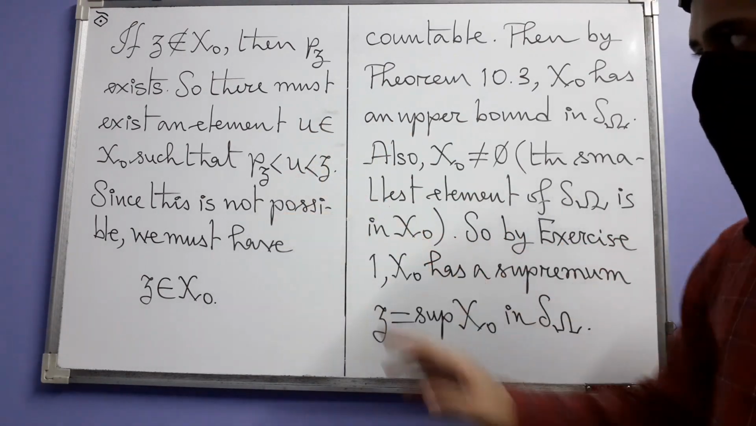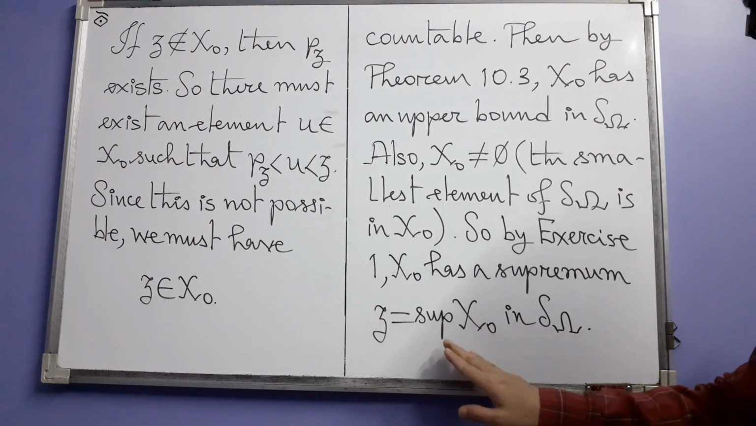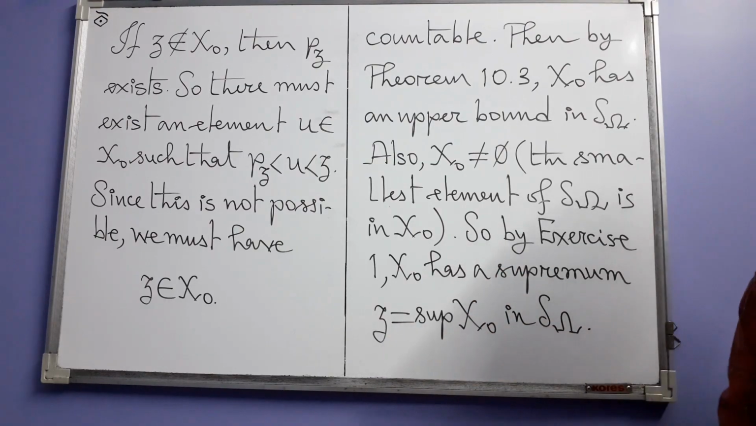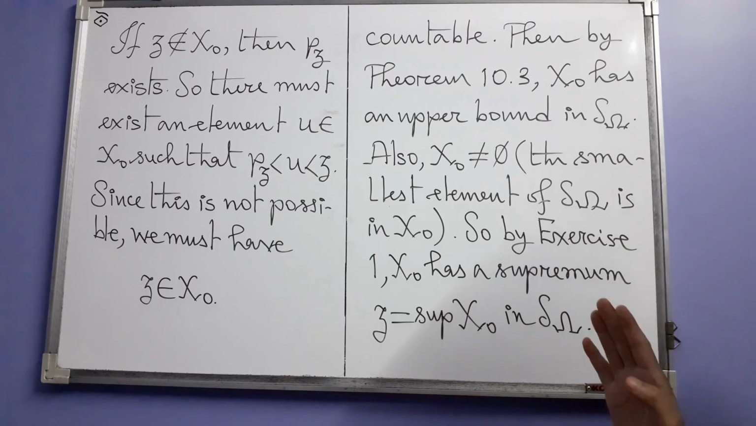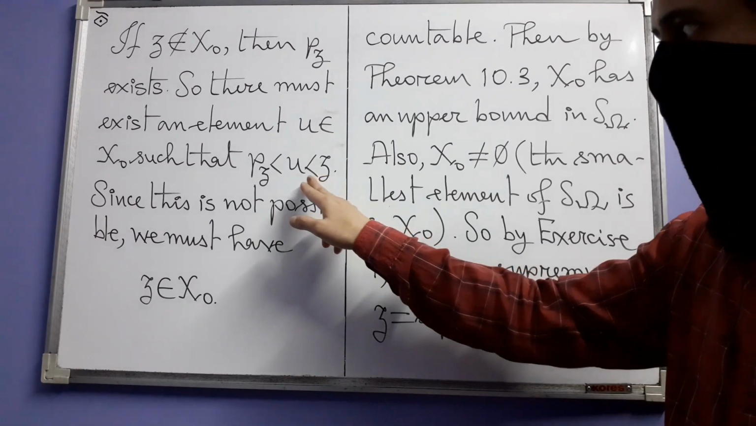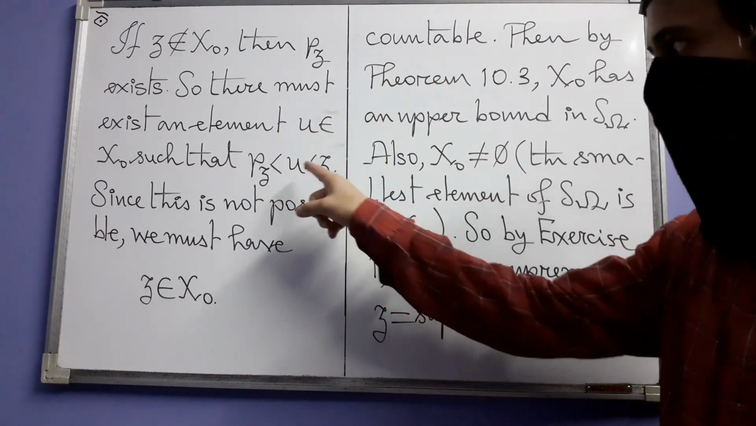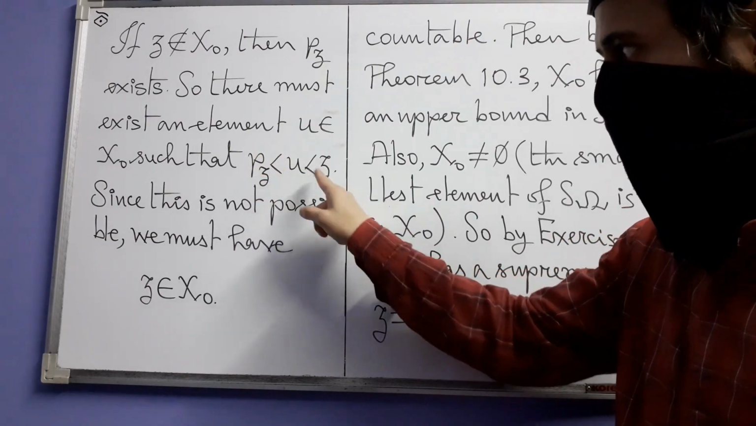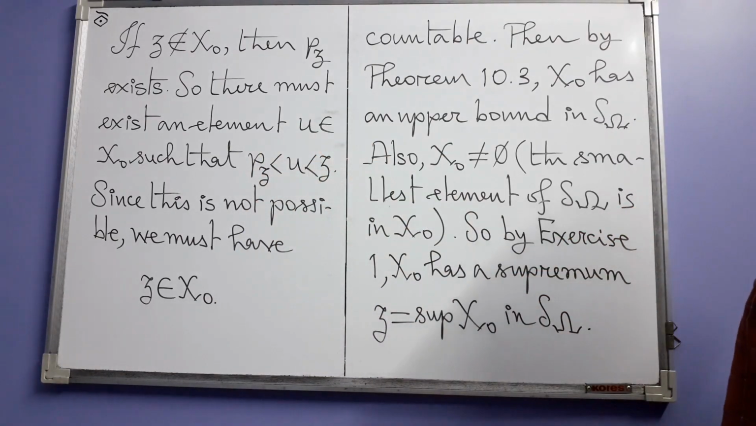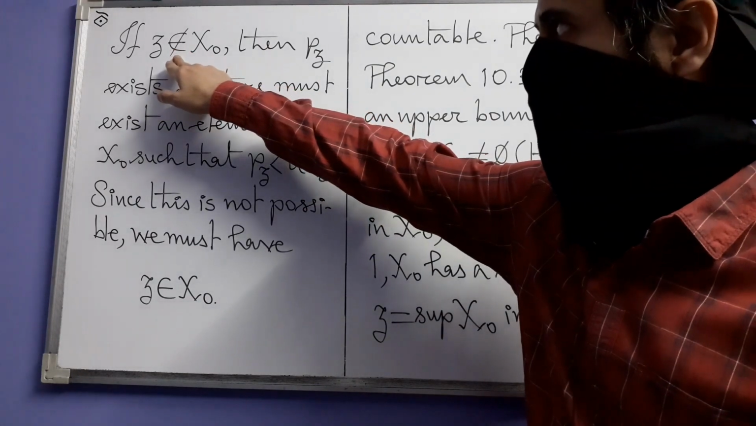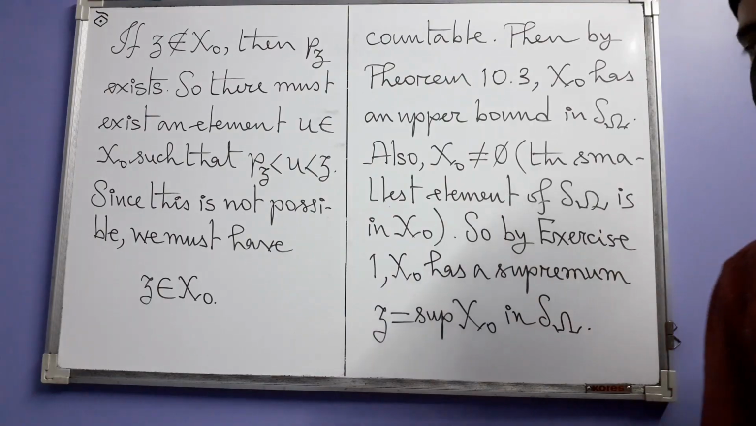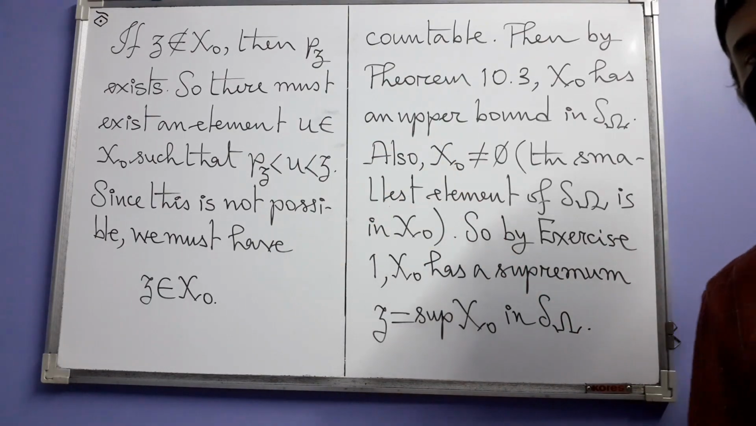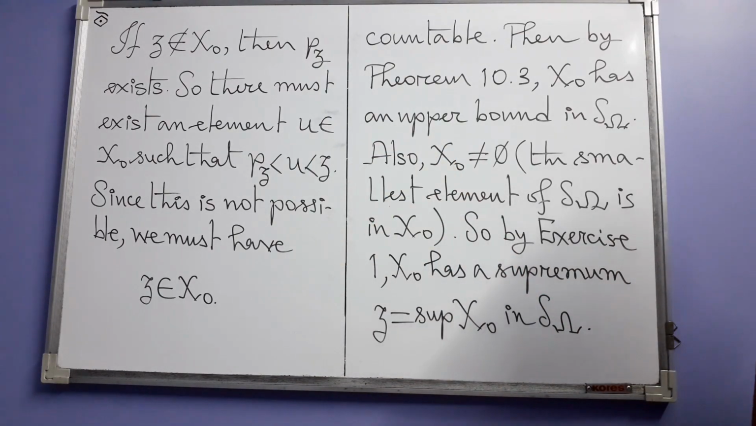And existence of U comes solely from the fact that this is the least upper bound for X naught. But then we have a problem, because by the definition of Pz, there should be nothing between Pz and Z. And that is why this condition cannot be true. So Z must be inside X naught. Okay, next.